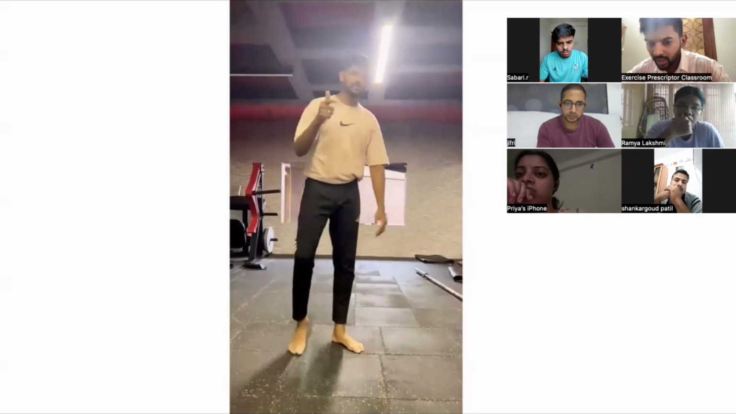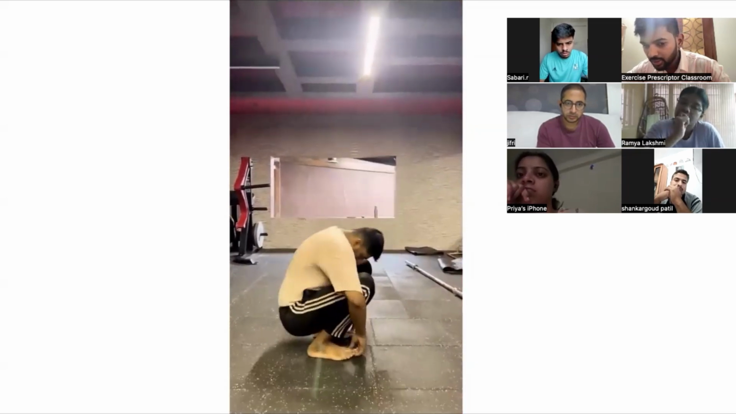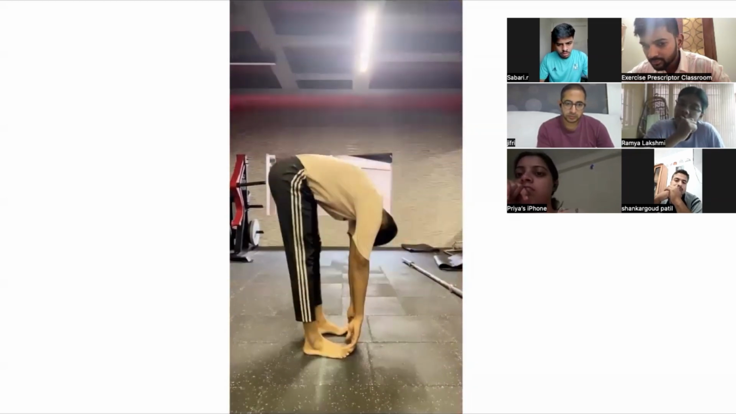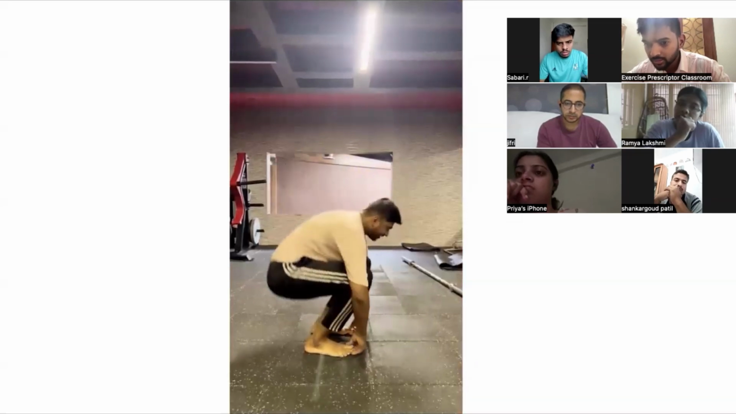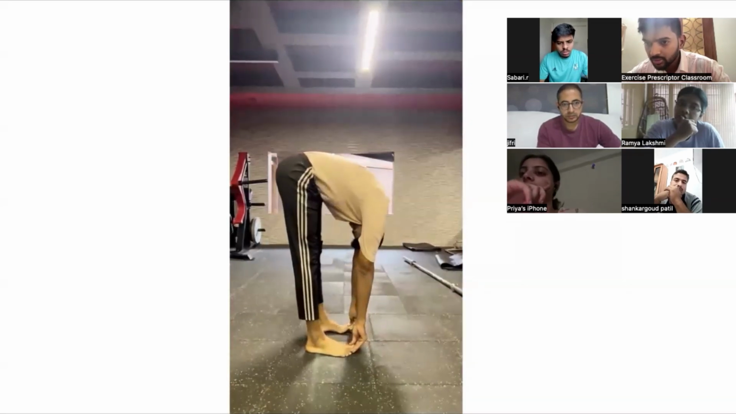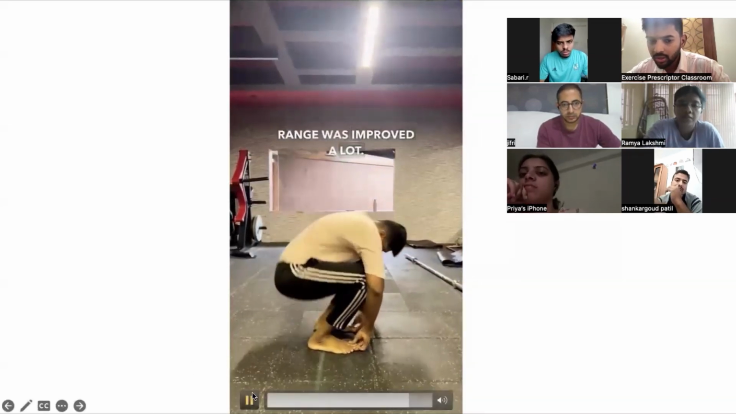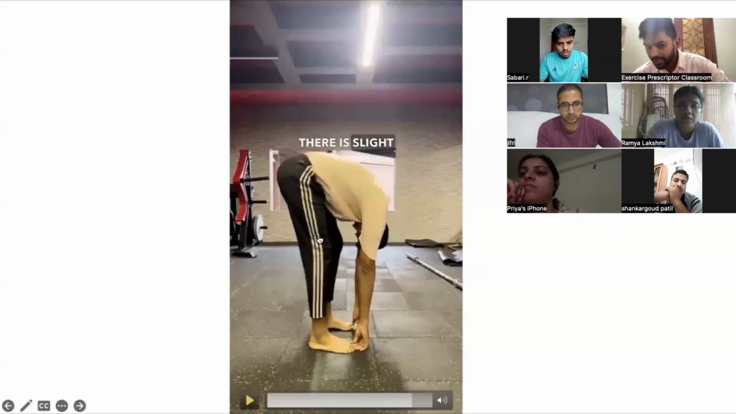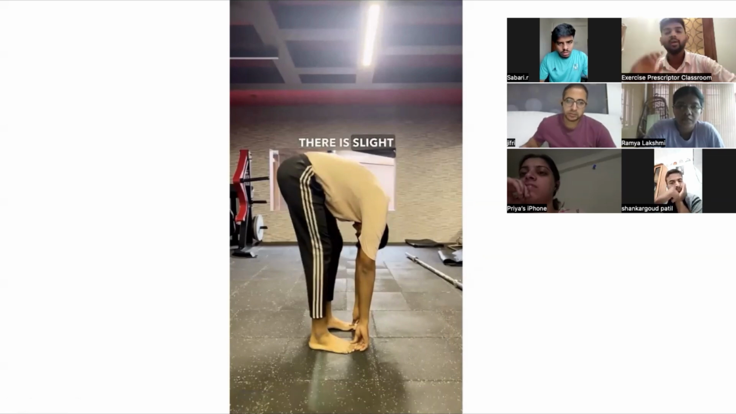Now I'm rechecking after activating the quadriceps and everything. Immediately, I can extend. Range was improved a lot. There is slight, see, slight niggle was there still, but far better than what we saw before. Immediate results. So I'm not here to ask you to go for immediate results.